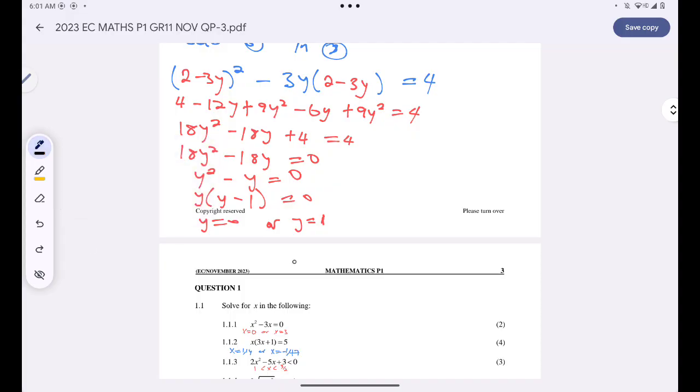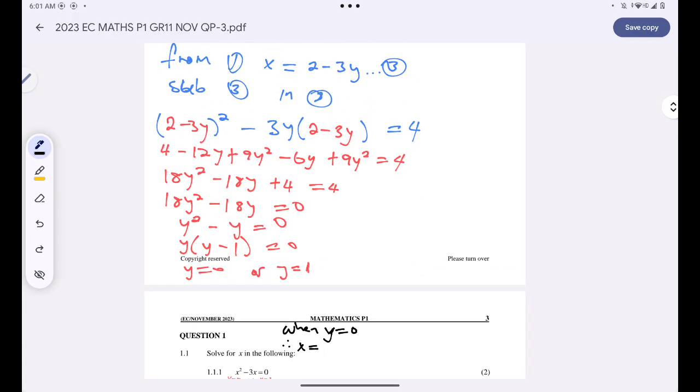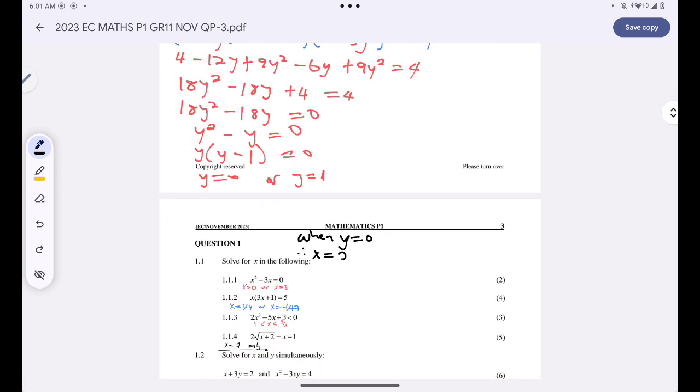I'll simply say when y is equal to 0, therefore x is equal to, remember we said that x is equal to 2 minus 3y, right? 2 minus 3 times 0, and this will give us 2. Right, together. So when y is 0, x is 2.